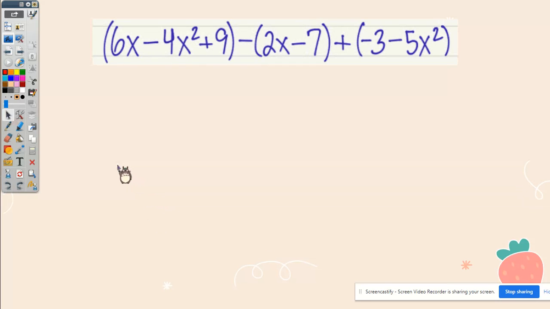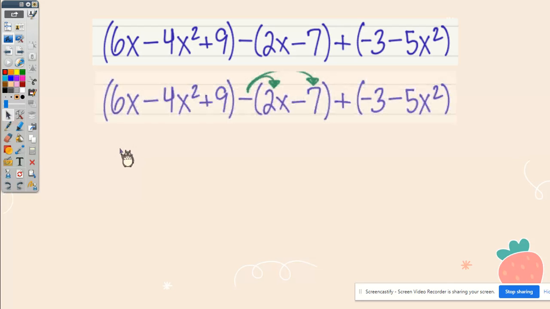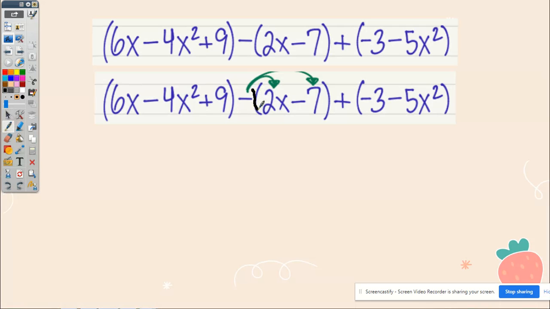So here I have a combination, and I'm going to show you what to do. First step, let's get rid of this negative, and we're going to distribute a -1. Sorry about that. Let's see if I can do better. To the 2x and -7.